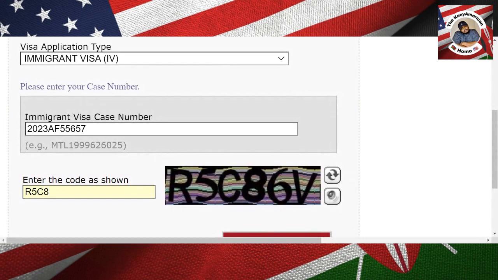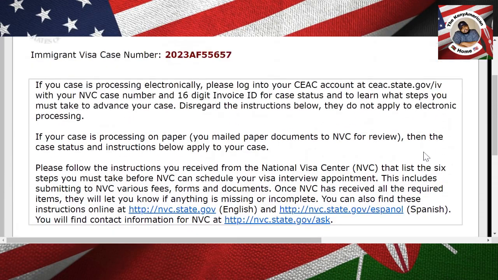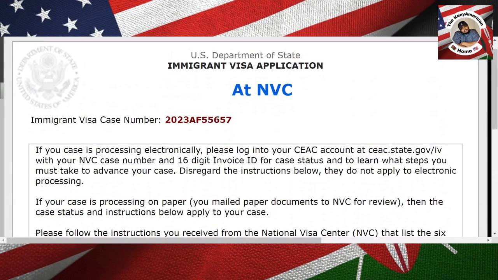C8, all right. And we pull that case. So what that means is it's at NVC. It's waiting for the embassy to be ready for the case to be transferred to the embassy for the interview. And so in this case, it's still pending. The DS-260 has been submitted, and it's waiting whenever it's ready. So that's the status NVC.